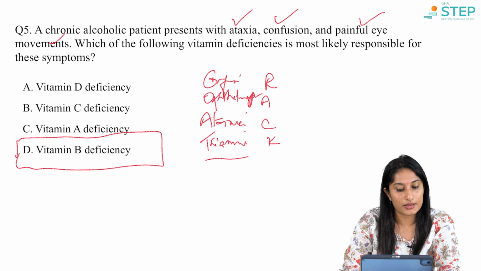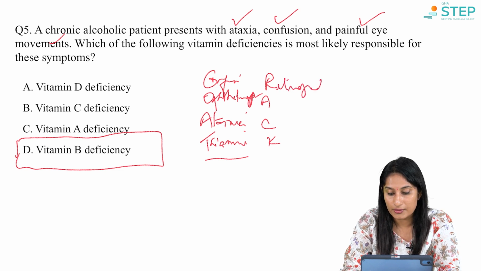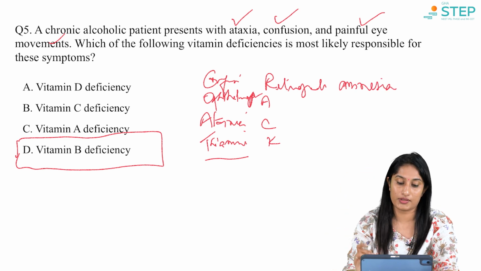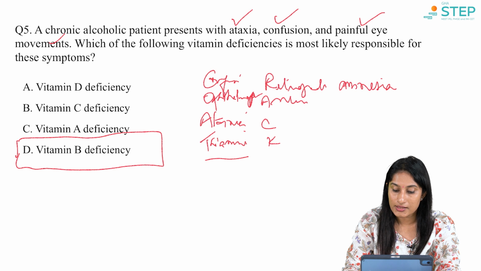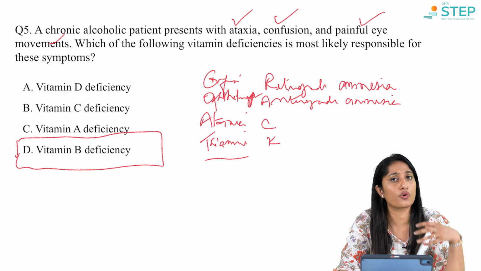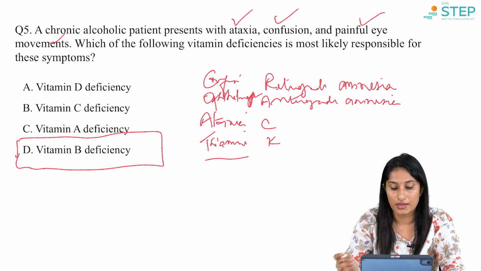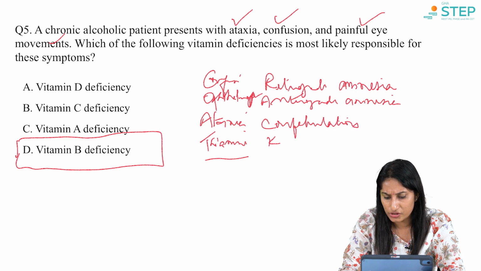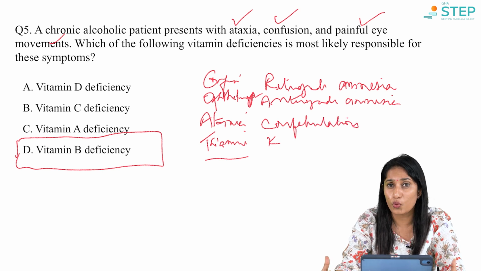Now, I told you another mnemonic, RACK. RAC stands for retrograde amnesia. What is retrograde amnesia? The person starts forgetting about the past events. Next is anterograde amnesia. A stands for anterograde amnesia. He is not able to form new memories. C again would stand for confabulations. What is confabulation? He starts making up his own stories.